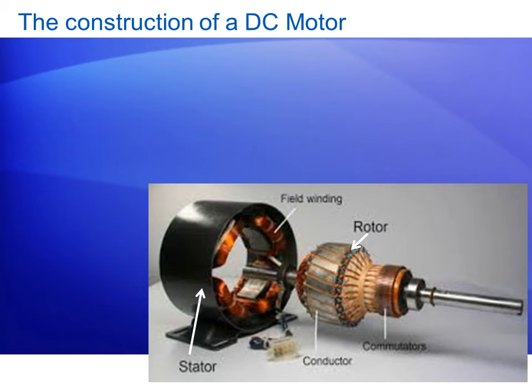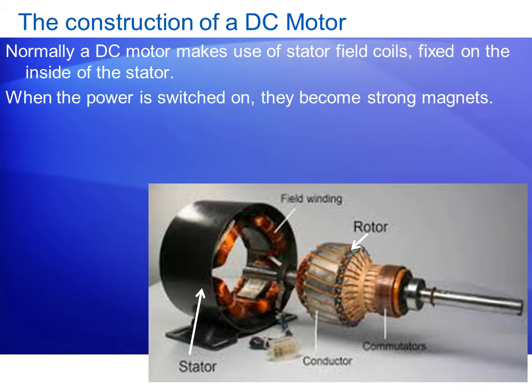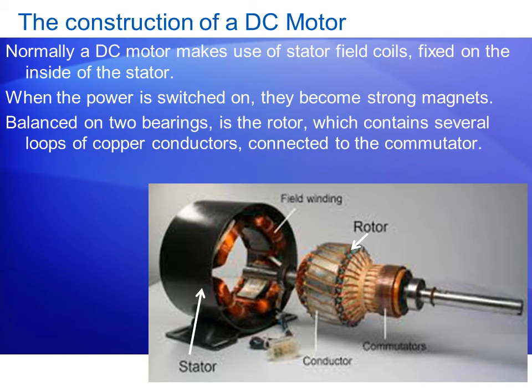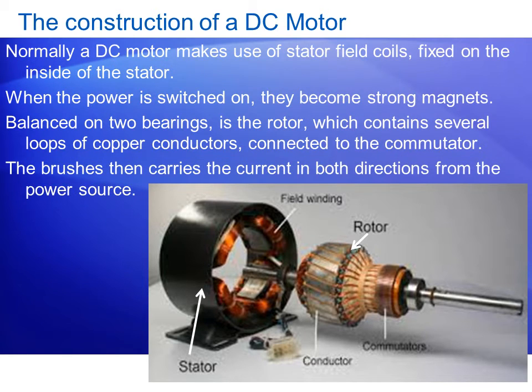The construction of a DC motor. Normally, a DC motor makes use of stator field coils fixed on the inside of the stator. When the power is switched on, they become strong magnets. Balanced on two bearings is the rotor, which contains several loops of copper conductors connected to the commutator. The brushes then carry the current in both directions from the power source.